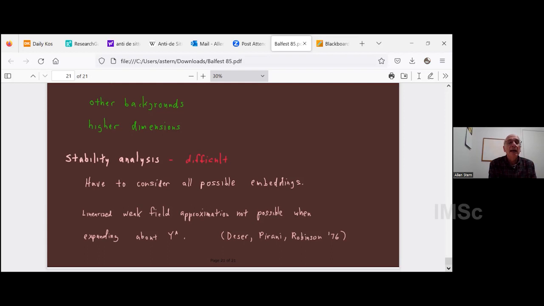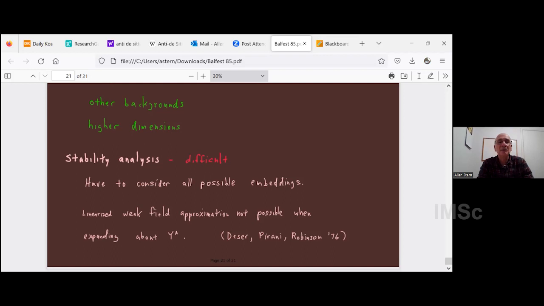And also there's a result that was found by Deser, Pirani, and Robinson. That's a different Robinson, by the way. Which is that a weak field approximation is not possible when you expand in Y, because the leading order terms are actually quadratic in Y rather than linear. So doing a stability analysis is not going to be easy unless one can easily find an unstable mode that would destroy this system. But to prove stability, I think would be a very difficult matter.